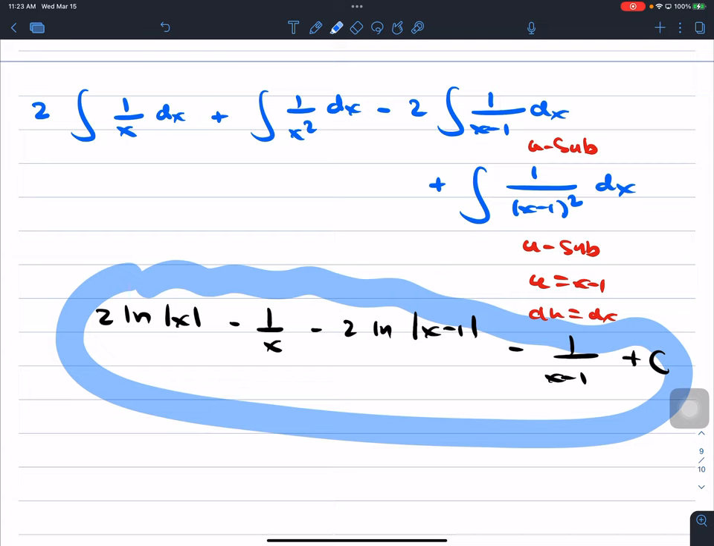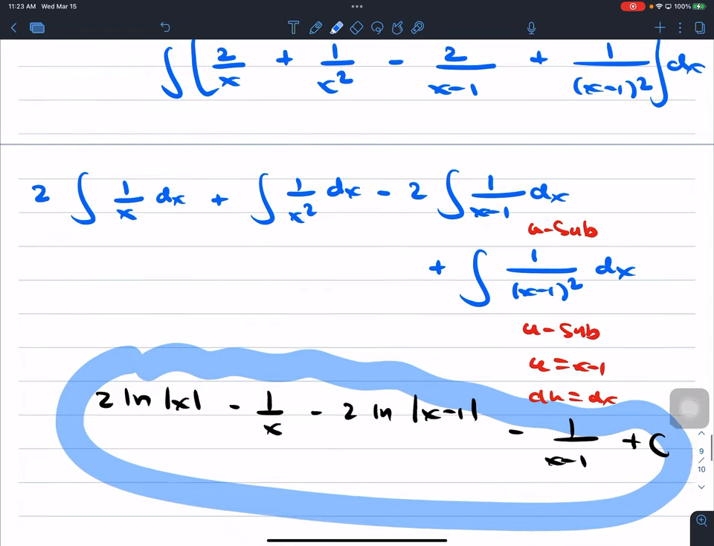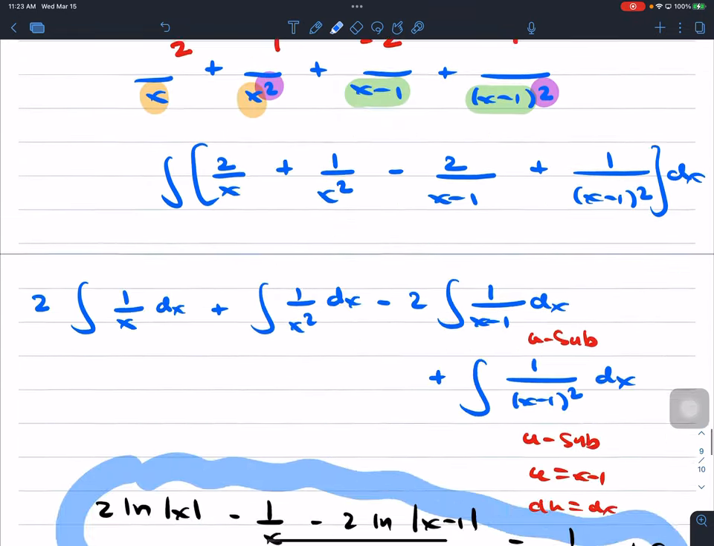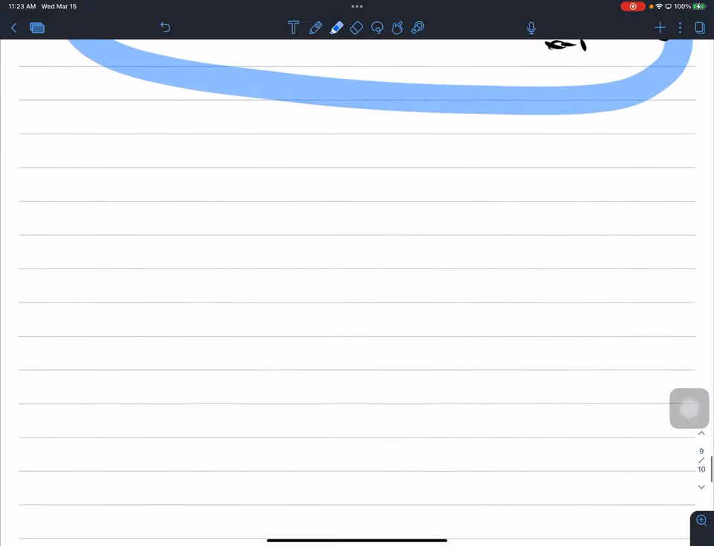All right, so double check, ladies and gentlemen. Double check that that's what you get for this repeat linear factor by this integration here.